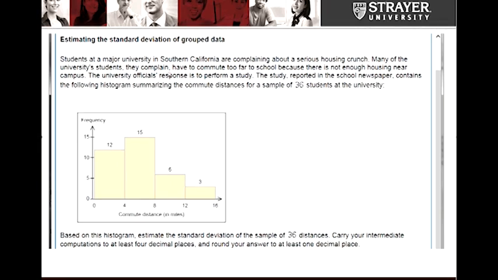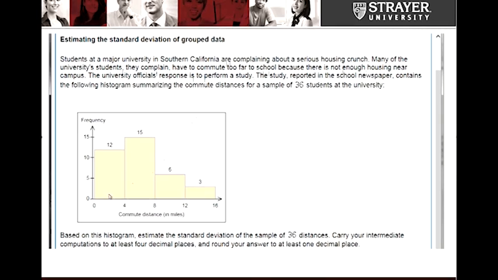This is from ALEKS. Students at a major university in Southern California are complaining about a serious housing crunch. Many of the university students, they complain, have to commute too far to school because there is not enough housing near campus. The university officials' response is to perform a study. Isn't that just like them?